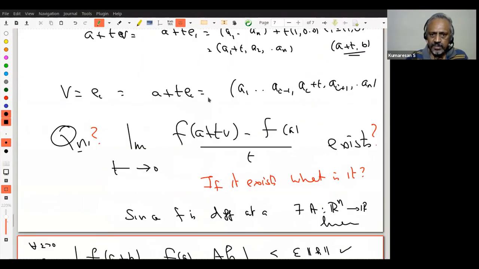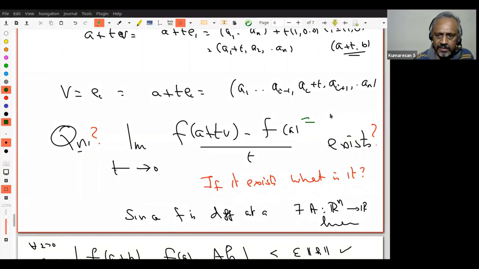What you have shown is this limit exists, and this is a very crucial thing. Not only do we know the limit exists, we know it is nothing other than, since f is differentiable, there is a linear map, that linear map acting on the vector b. This limit is this. This is what we have proved.